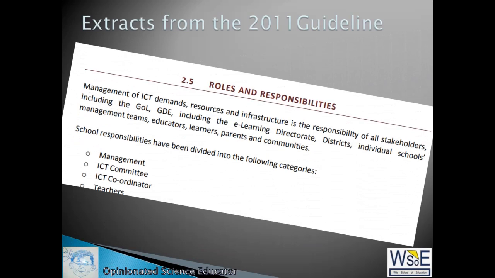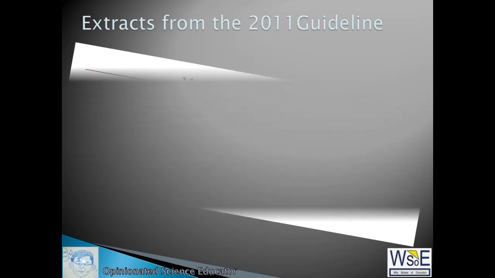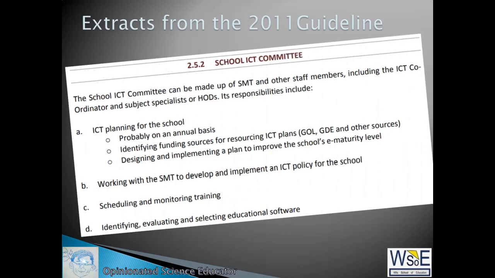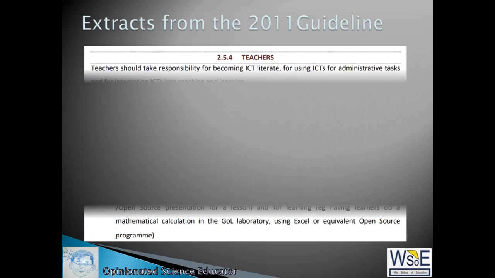The guideline also provides the roles and responsibilities of the school management team, the ICT committee, the ICT coordinator, and teachers. Then they talk about the school ICT committee, which needs to do planning, to identify where funding can be sourced. They must work with the senior management team, and they must schedule and monitor training for the teachers. The teachers should take responsibility for becoming ICT literate, for using ICTs for administrative tasks, and for integrating ICTs into their teaching and learning. So some of the skills they will need to get: computer literate, get technical support, and so on.